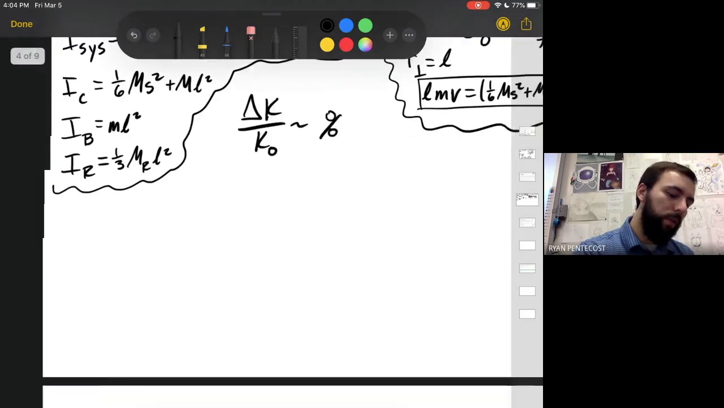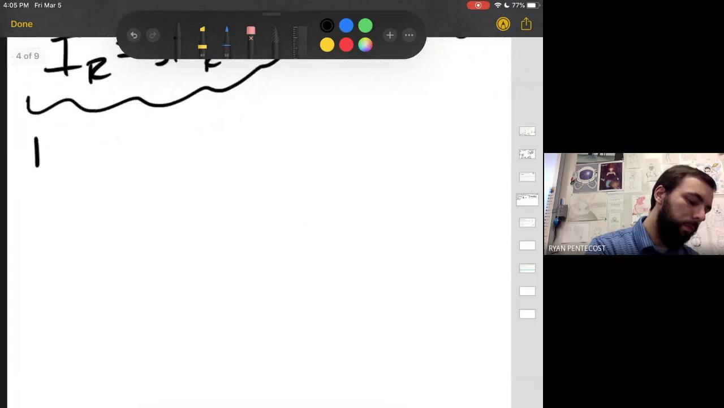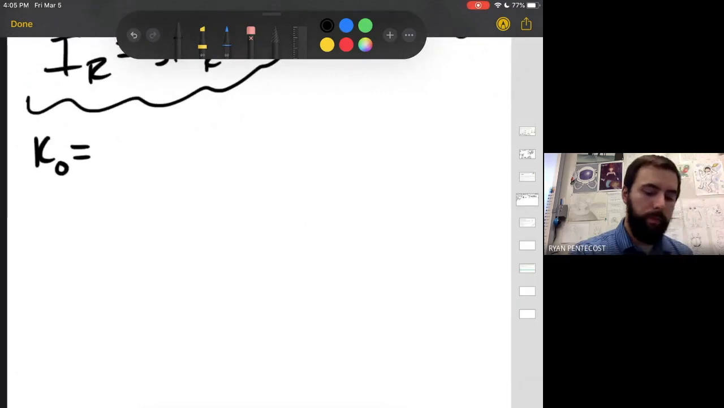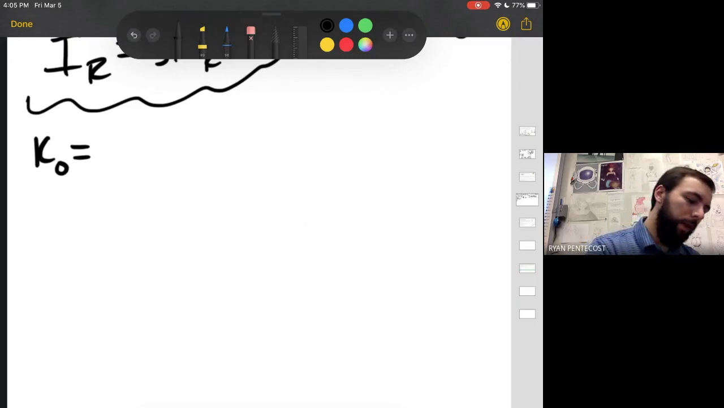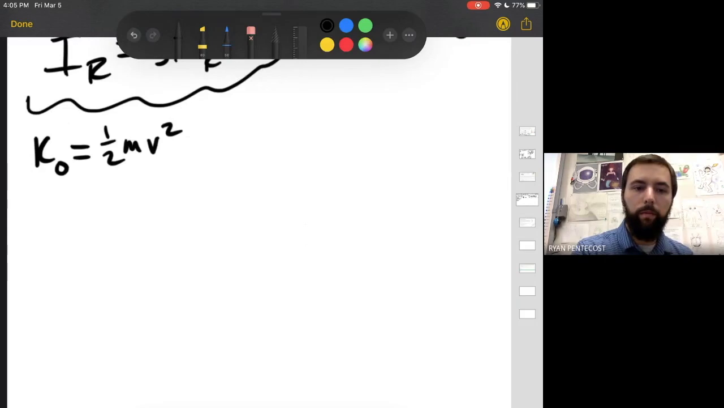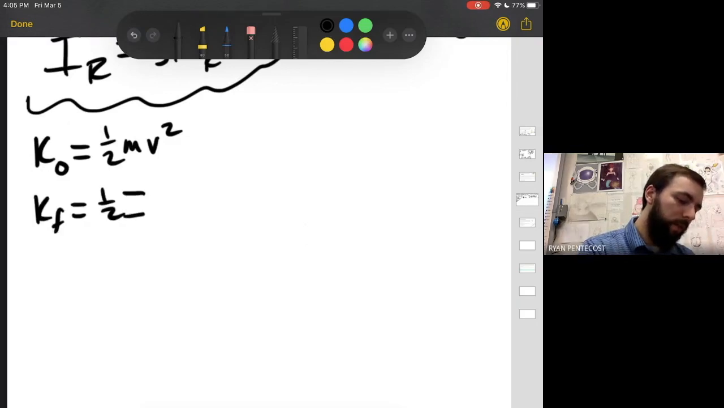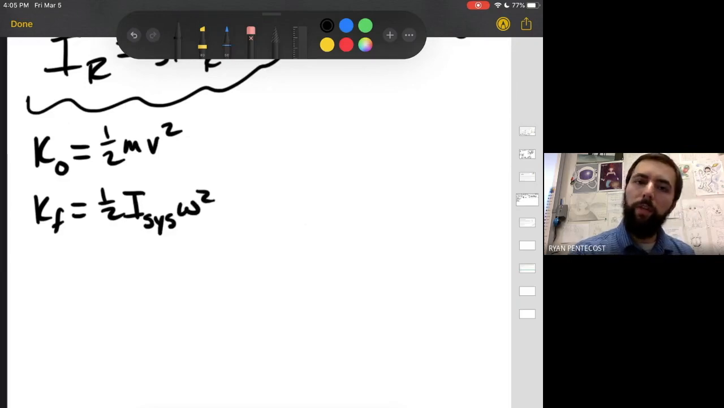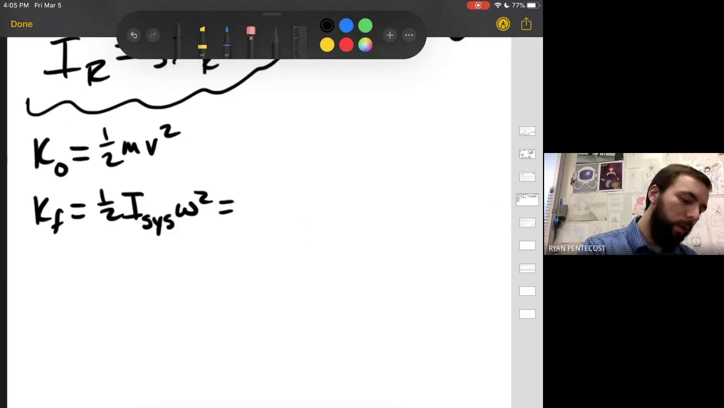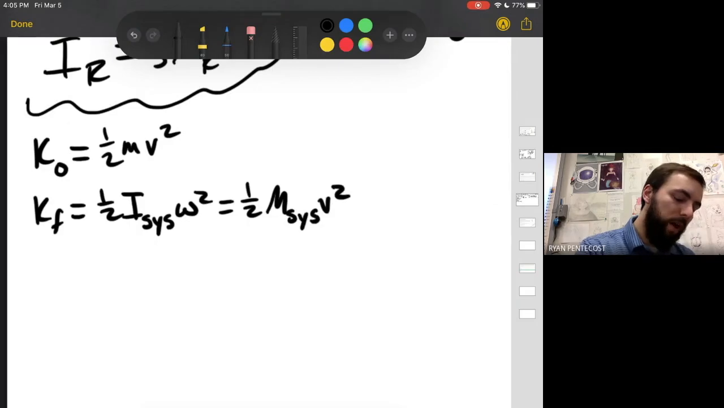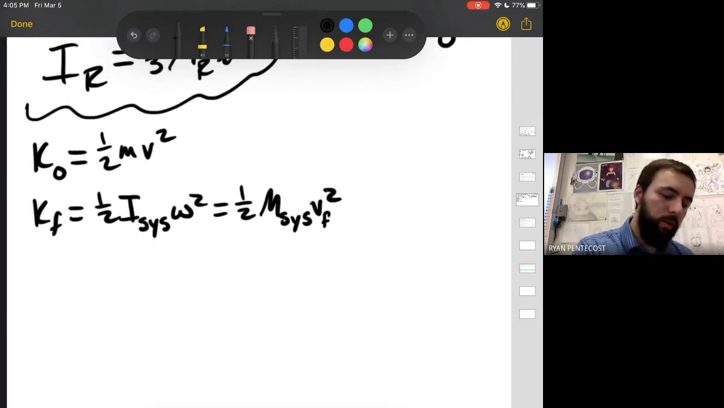The K initial is going to be relatively simple. K initial is just 1/2 mass of the bullet, velocity of the bullet squared. Okay. Pretty straightforward. However, afterwards, K final, you've got 1/2 I of the system times omega squared. Now, you can approach it in this way. However, we can also say that this is 1/2 mass of the system times the velocity of the system squared. That would be a V final.